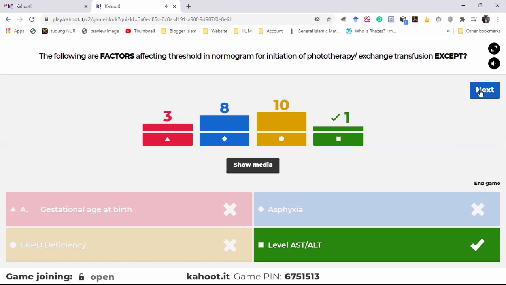Okay, so congratulations to one person. Actually, if we look into the protocol, G6PD, isoimmune hemolytic disease, asphyxia and also sepsis are factors that affect it, and gestational age also affects the levels at which we start phototherapy or exchange transfusion. In addition to that, Nelson added acidosis, temperature lability and lethargy as part of the factors. You can refer to your nomogram, the one that Prof. Ismail mentioned last week. Okay, ALT does not affect our threshold to start phototherapy or exchange transfusion. Later on, the next question.